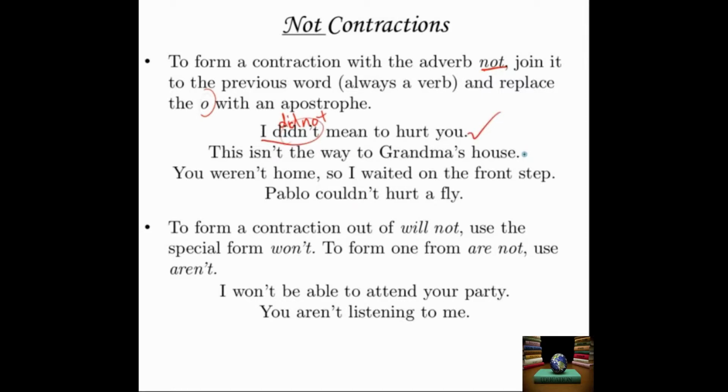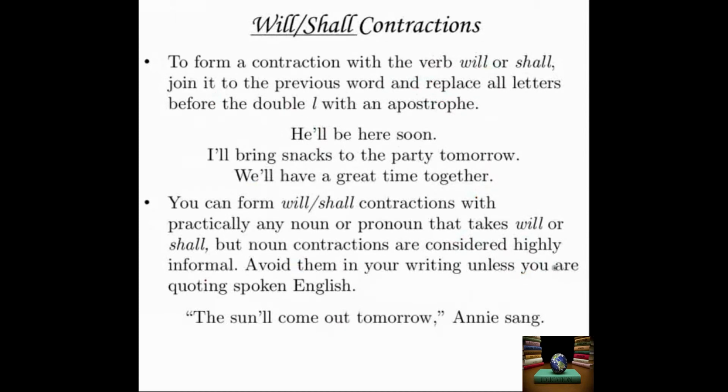So, I did not mean to hurt you becomes I didn't mean to hurt you. This isn't the way to Grandma's house. You were not home, so I waited on the front step. Or Pablo could not hurt a fly. To form a contraction out of will not, which of course is the future tense, use the special form won't. To form one from are not, use aren't. So I won't be able to attend your party, and you aren't listening to me. More commonly pronounced aren't instead of aren't, but trying to make it clear.